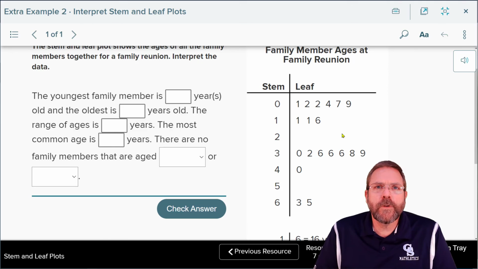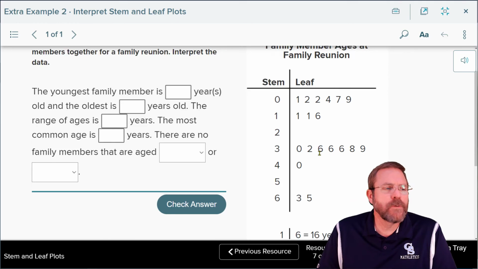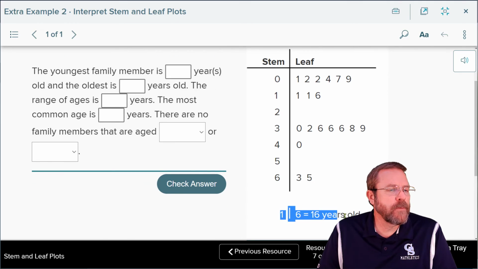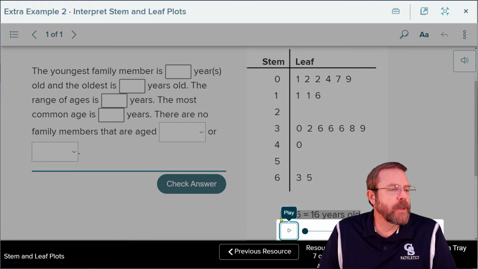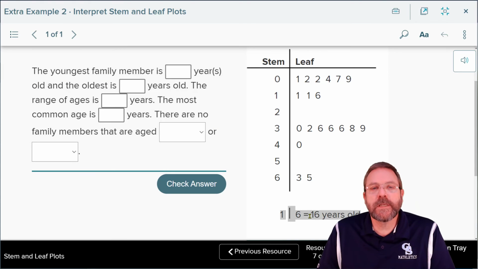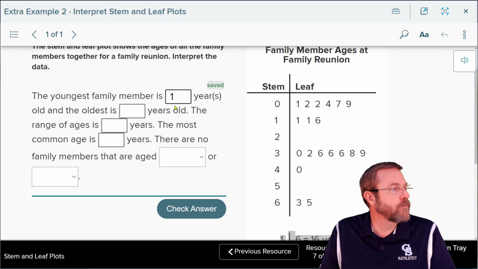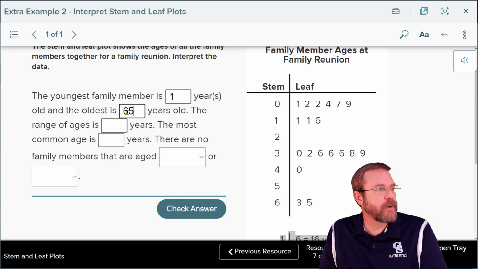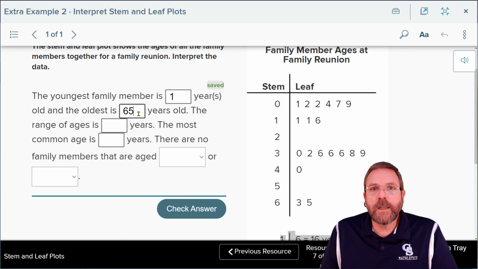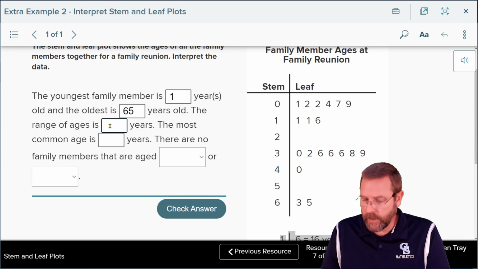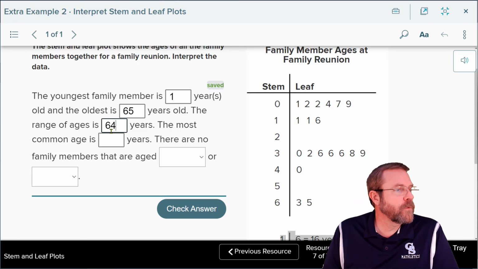Did it work good for you? Let's take a look at what I'm going to do. First thing I want to do is I want to look at my key right here. My key tells me that 1 bar 6 is equal to 16 years of age. So from now out here, I can see the youngest family member is going to be 01, which is going to be just 1 year of age. The oldest family member is going to be 65, which is going to be 65 years of age. And the range is going to be 65 minus 1, also known as 64 years of age.